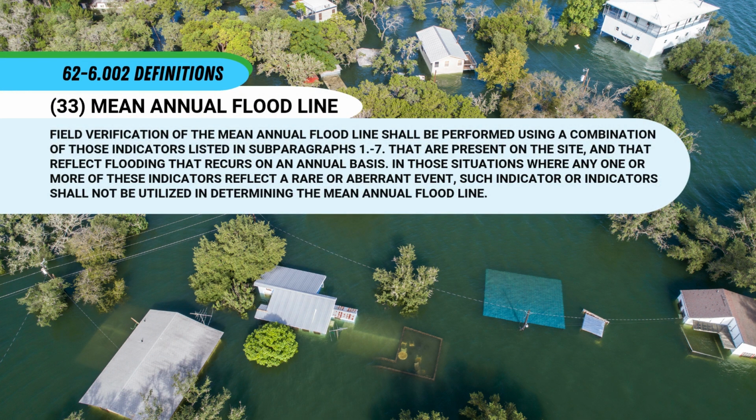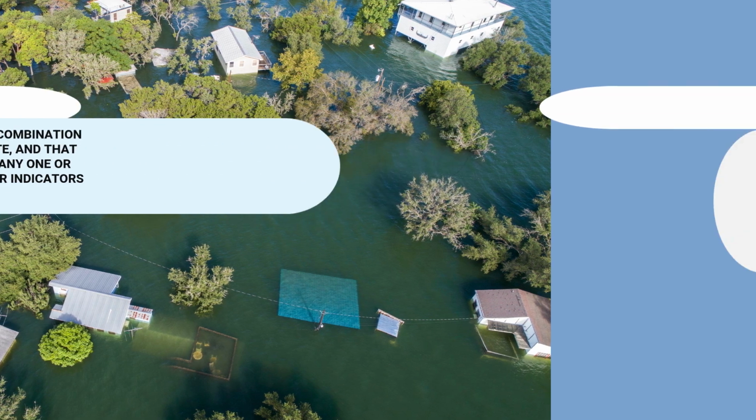Field verification of the mean annual floodline shall be performed using a combination of those indicators listed in subparagraphs 1 to 7 that are present on the site and that reflect flooding that recurs on an annual basis. In those situations where any one or more of these indicators reflect a rare or aberrant event, such indicator or indicators shall not be utilized in determining the mean annual floodline.